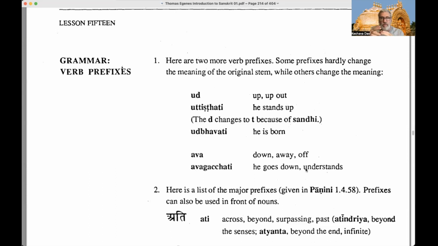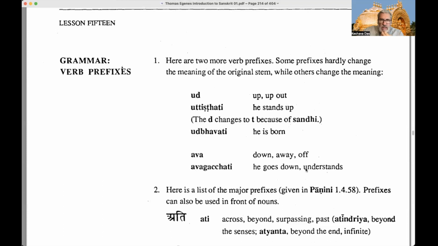A verbal prefix is something that precedes the root, right? So for instance, we have the word gachati, which means to go. And if we put a in front of it, it becomes agachati, which means to come. So that is a prefix. Here we have different prefixes. These prefixes go before the stem of the verb, and then the endings are added for different tenses and moods.